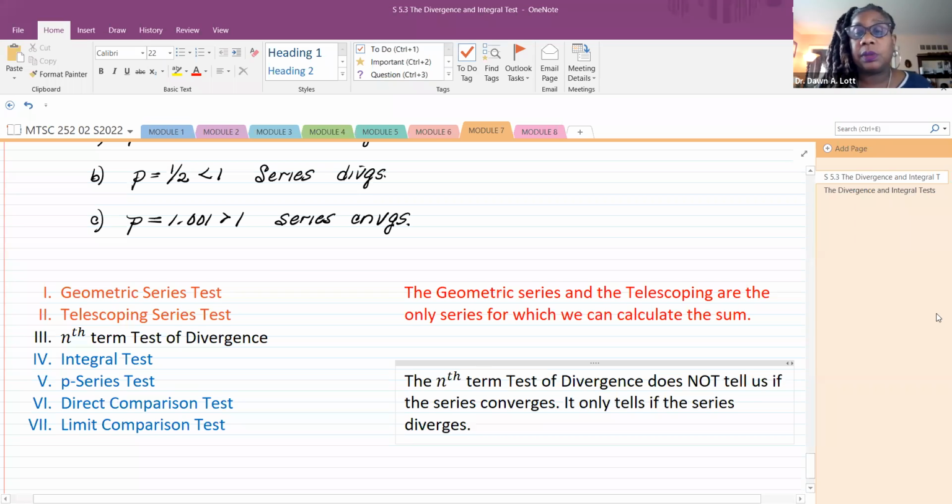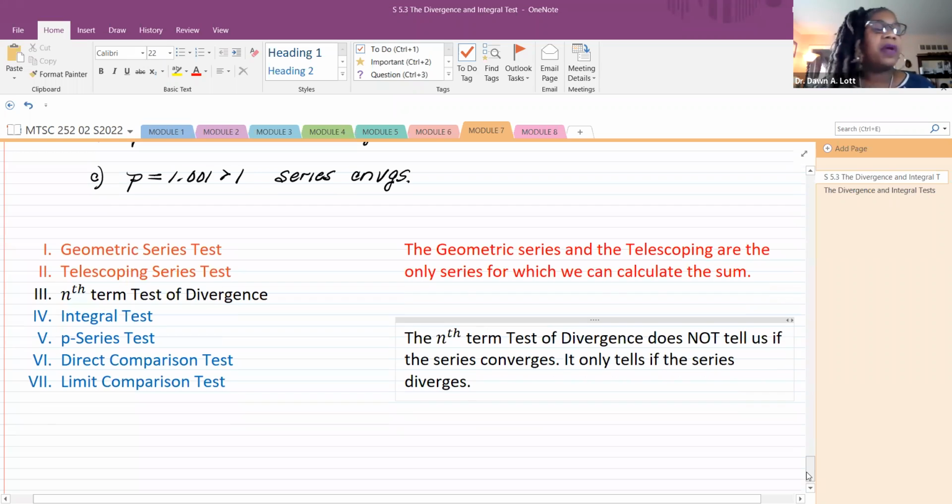This is very important that you know. If I'm using the nth term test of divergence, if I get 12, it diverges. If I get 0, I don't know. Use another test.